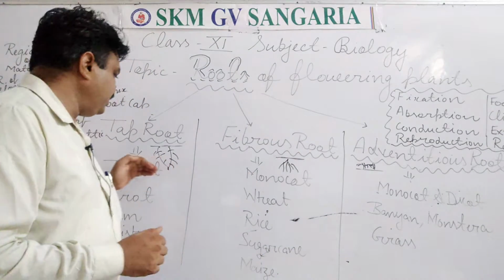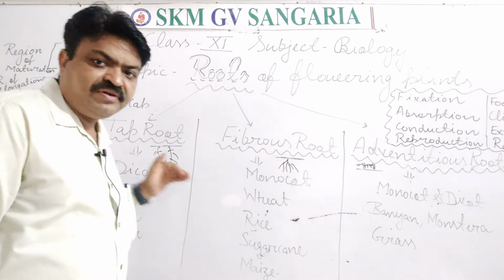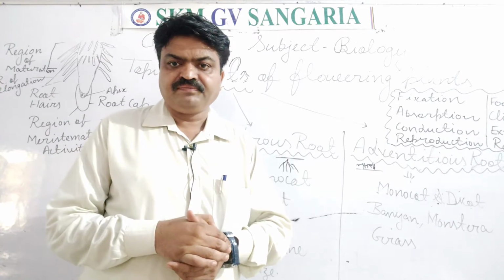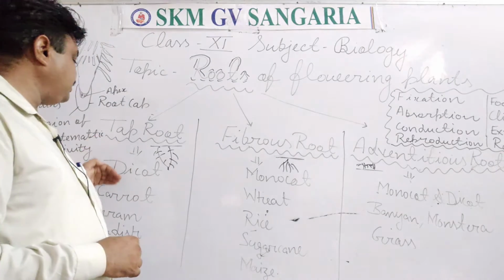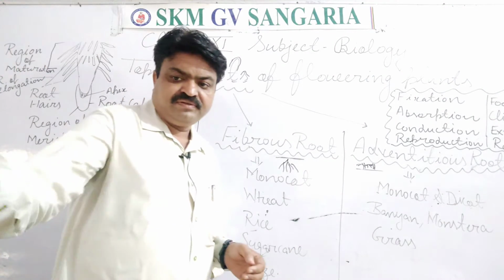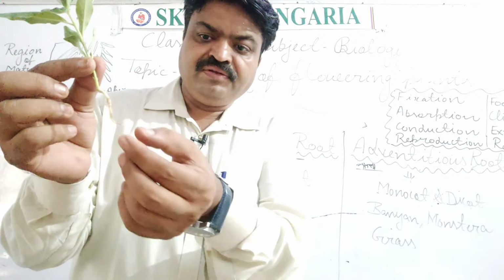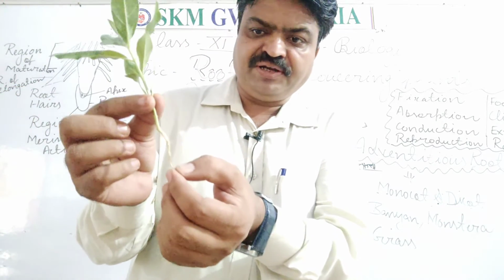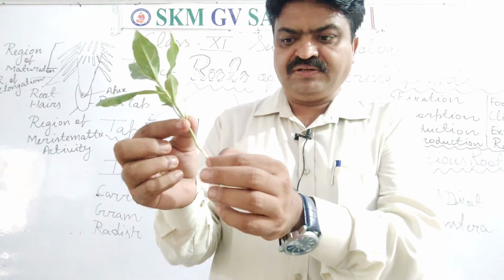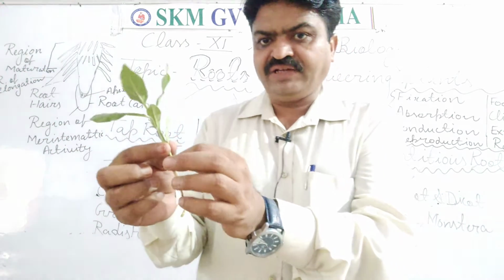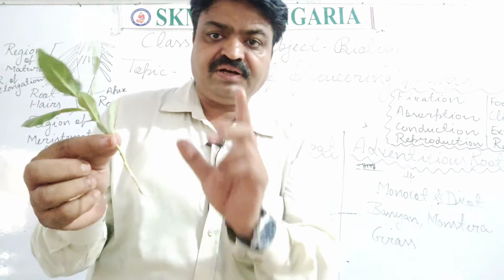So this taproot develops from which part of the embryo? It develops from the radicle of the embryo. In this there are three regions found. Here I have one plant root. In this you can observe this region is known as the meristematic region, this region is known as the elongation region, and this region is known as the maturation region. So there are three regions found in the taproot.